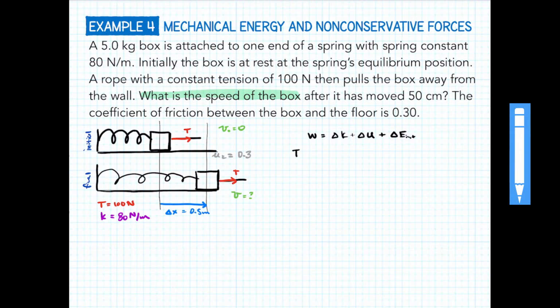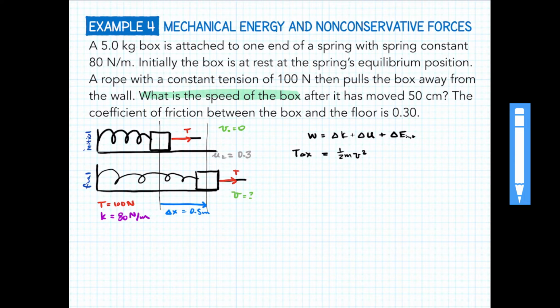How do we get work? Force times what? Distance. So tension times delta x, okay? What about our kinetic energy? We have a change in kinetic energy. We have a final kinetic energy, but our initial kinetic energy should be 0. So that's just 1/2 mv squared, okay?